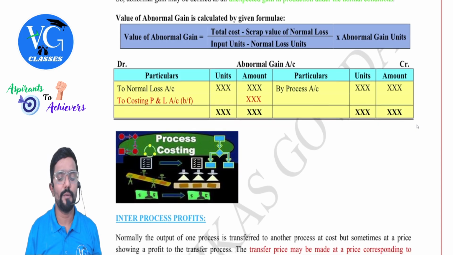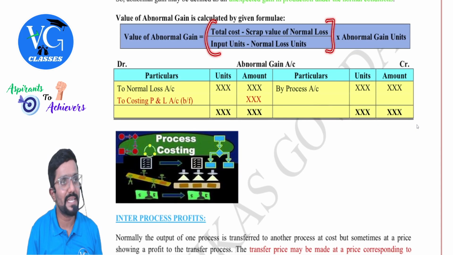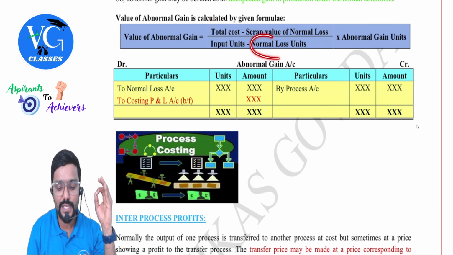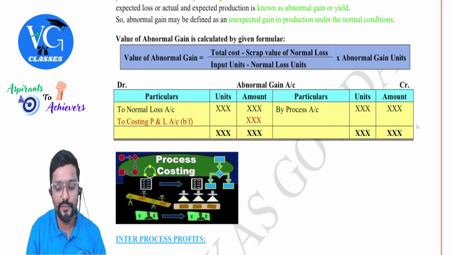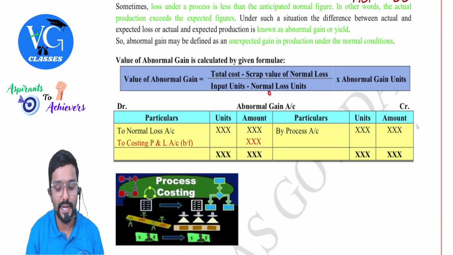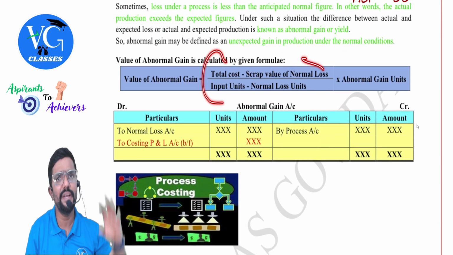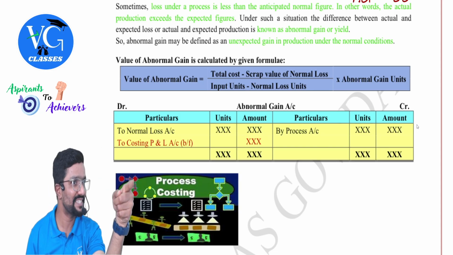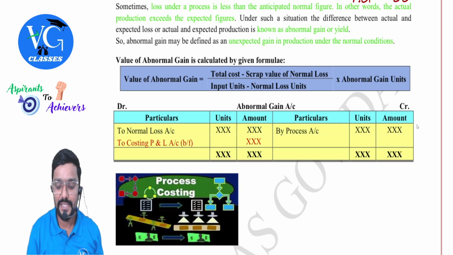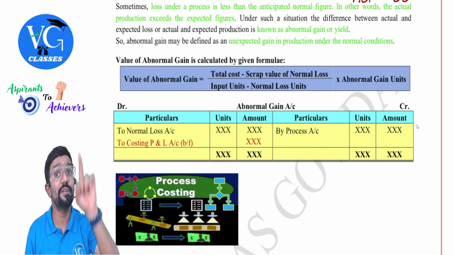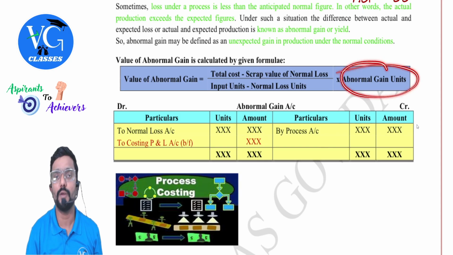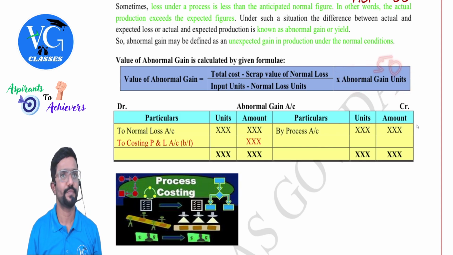How do we calculate the value of abnormal gain? Same formula, guys. First calculate cost per unit. Multiply it with abnormal gain units. Now you might ask me, sir, when you are reducing your normal loss units, will you reduce only 50 or full 100, sir? 100, guys. Because all these calculations would have been done at the beginning of the year only. Normal loss you would have expected at the beginning itself, as a percentage. Clear? Even scrap value I would have taken for 100 units. Into abnormal gain units, which is 50 for me.